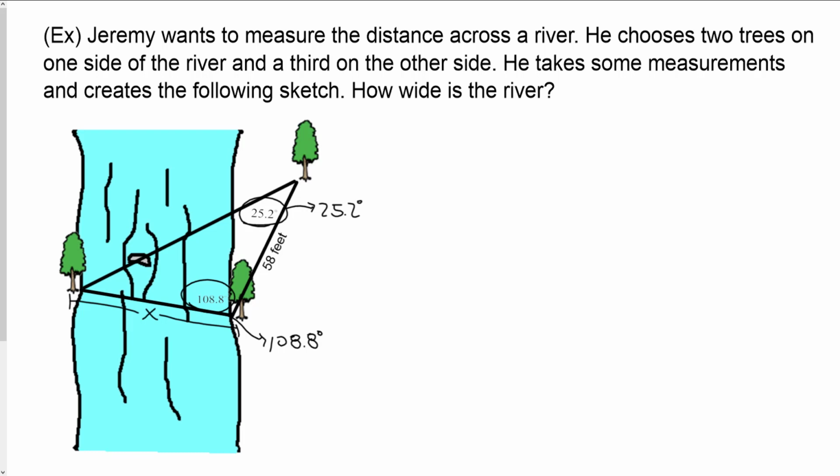So how do we figure this out? Well, we want to learn what x is. So x divided by the sine of 25.2. That's where I want to start, because that's my missing piece of information and the angle measure that corresponds with it.